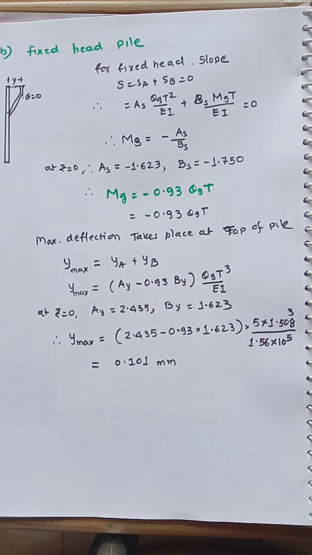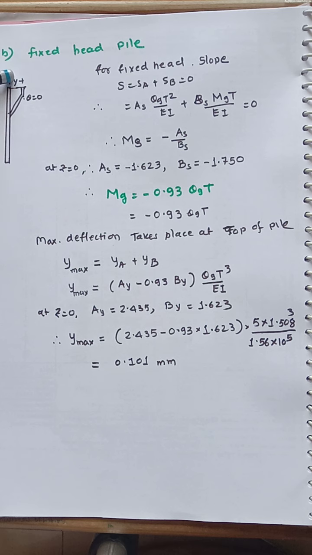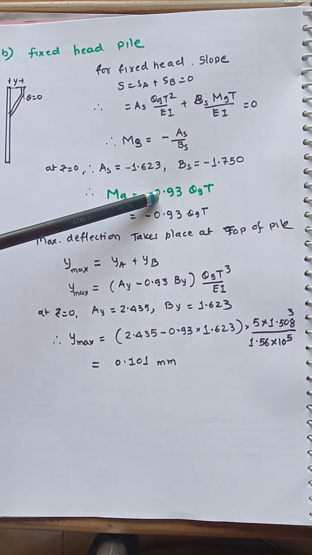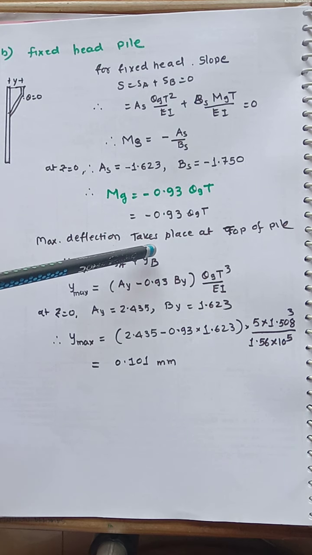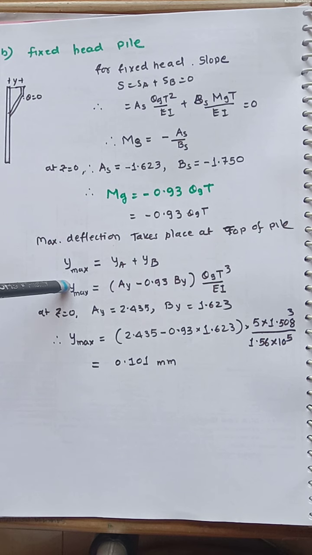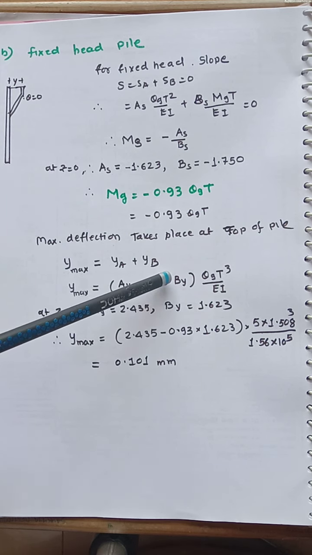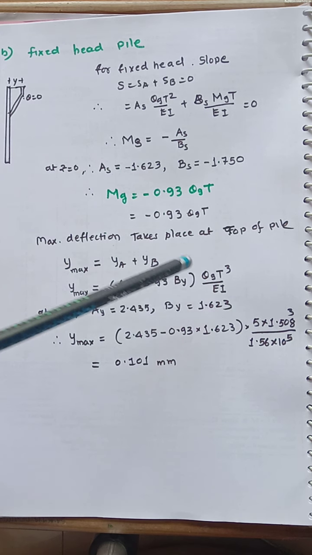The next part of this problem is a fixed head pile. When the head is fixed, you can see here that theta is 0. This is the same expression, so MG is equal to minus 0.933 QGT. The maximum deflection is given by YA plus YB. For the fixed head condition, Y max is taken as AY minus 0.93 by QGT cubed over EI.